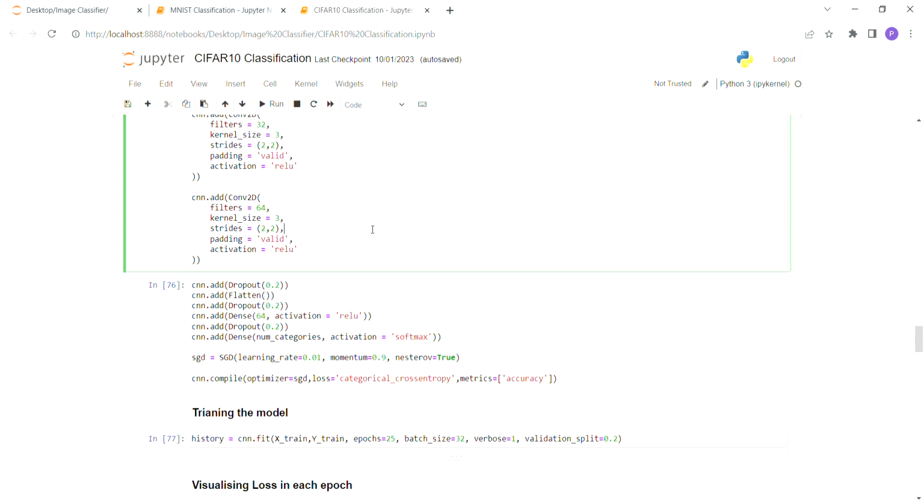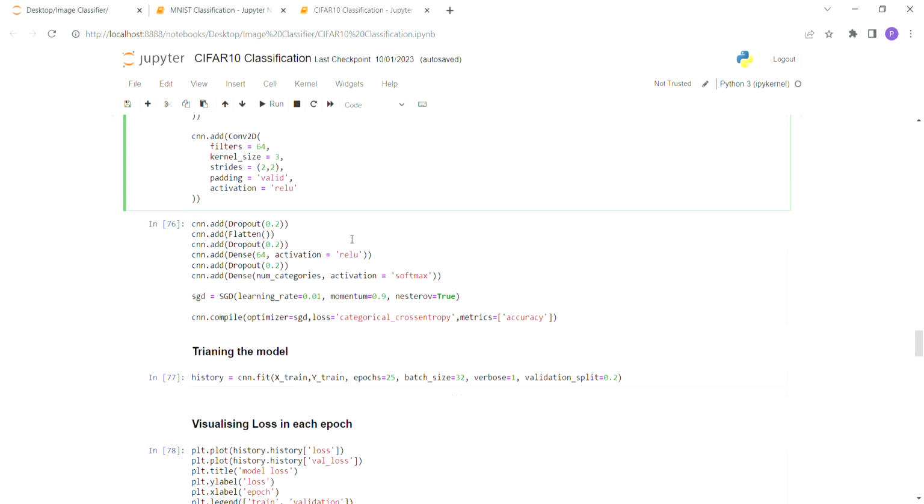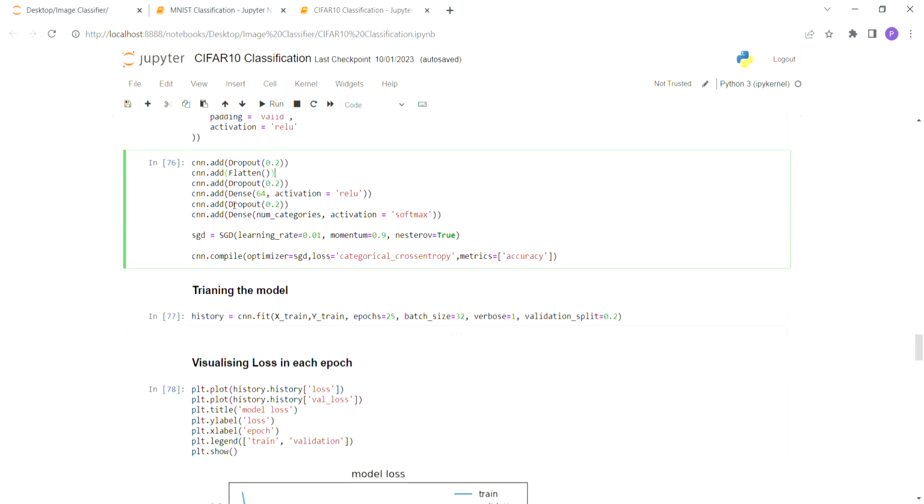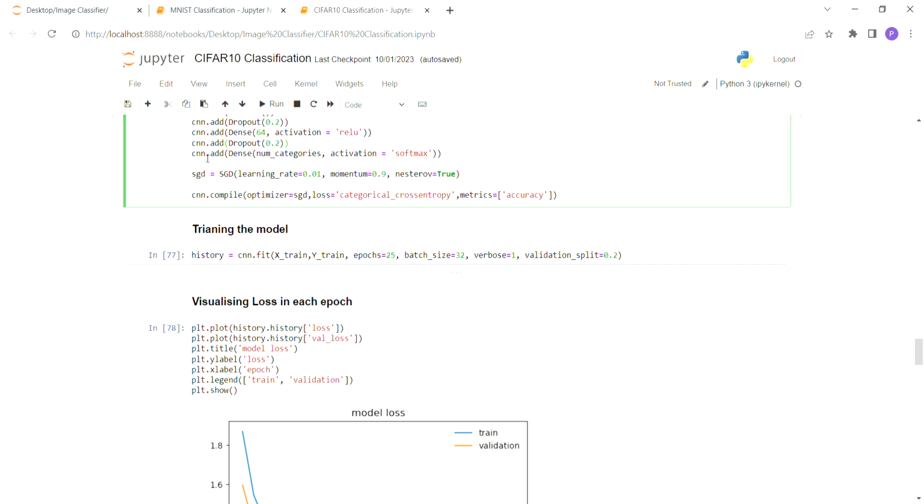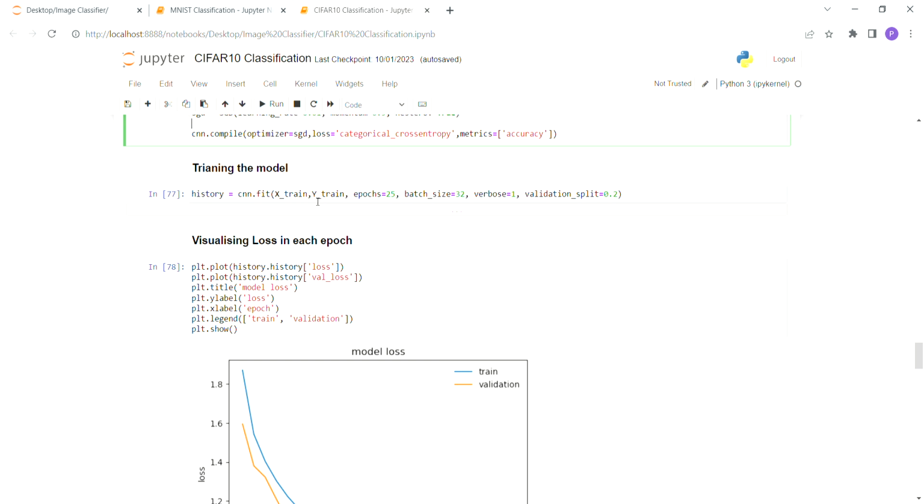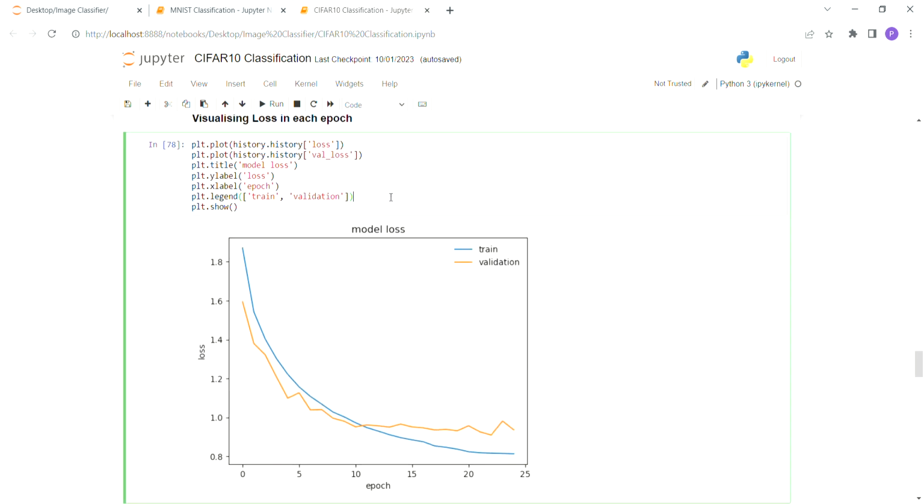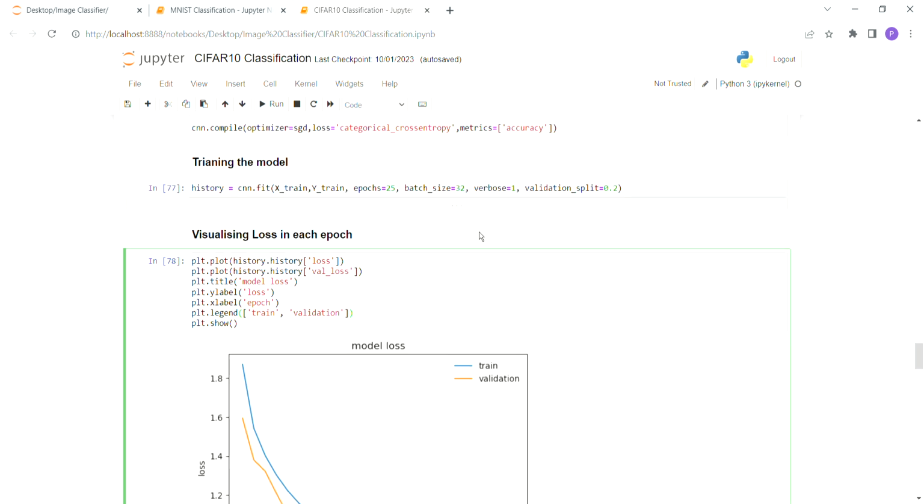Then, since we have done this convolution part, now we will be adding some dropout layers, flatten the data, and add a dense layer with an activation function of ReLU. And finally, we will be using our output dense layer with an activation function of softmax for classification. The optimizer we will be using would be SGD with momentum, and finally we will just compile this model, train the model, and then we will try to visualize the training process.